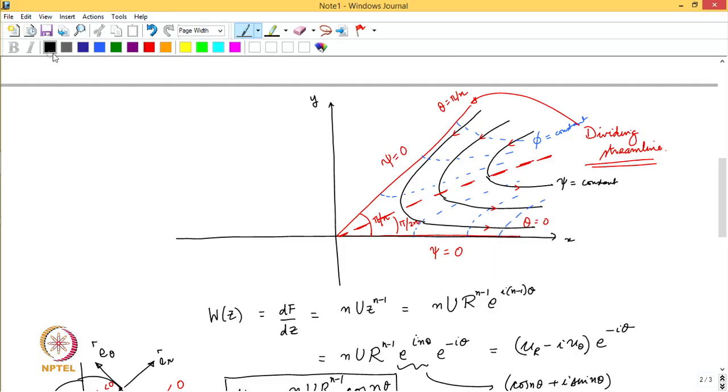So, the flow here remains confined within this angle of pi by n, and we call this a flow in a sector of angle pi by n. So, this is sort of like a flow which is in a sharp corner. Okay.